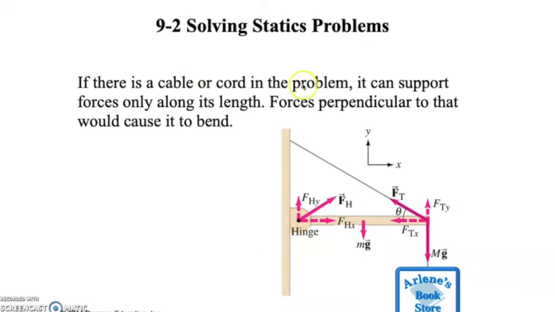If there's a cable or coordinate problem, it can support forces only along its length. Forces perpendicular to that would cause it to bend. So as we look at this right here, there's our force of tension, all right? It will only support forces along its length. So you look at these different tension forces, and the hinge forces, they're along its length when we talk about hanging that sign, okay?